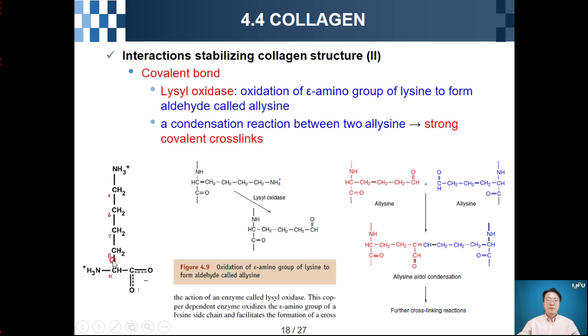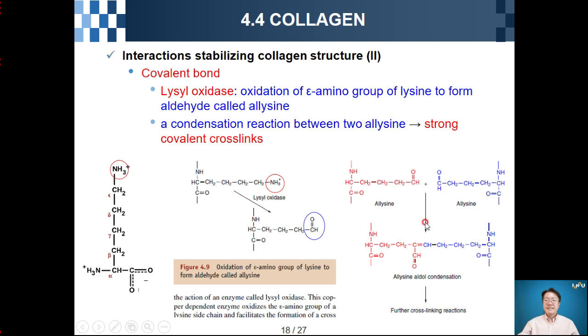They have alpha carbon, beta carbon, gamma carbon, delta carbon, epsilon carbon. They also have two amino groups. This amino group we call the epsilon amino group, and this one the alpha amino group. Usually lysyl oxidase induces oxidation of the epsilon amino group of lysine, so it will oxidize the epsilon amino group to form an aldehyde, carbonyl CHO. So this we call the aldehyde, and this form we call allysine.